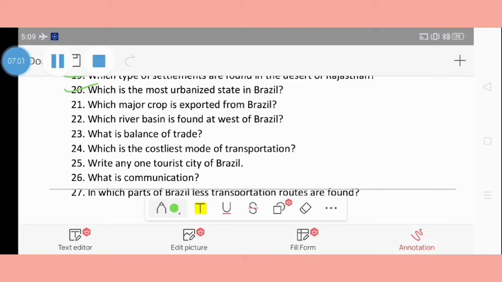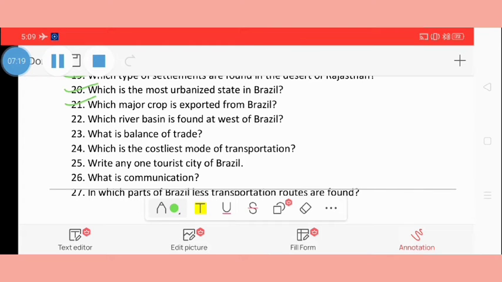21 number question. Which major crop is exported from Brazil? So coffee and soybean are the major crops exported from Brazil.